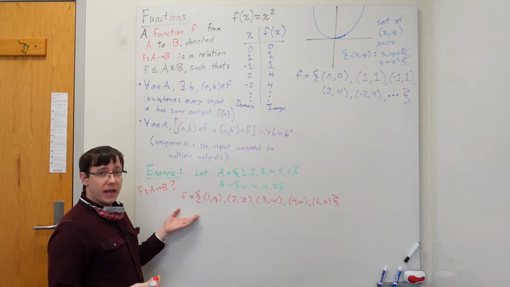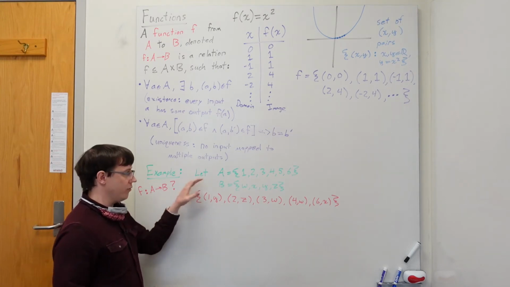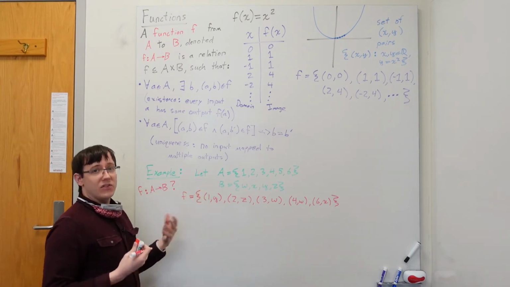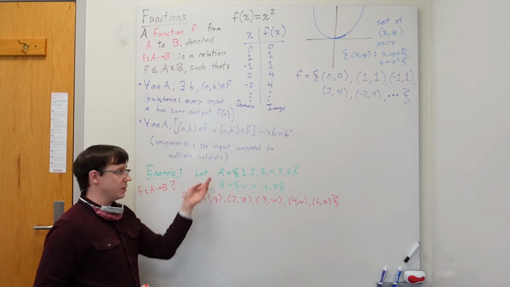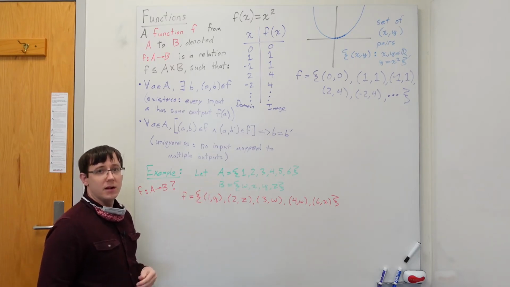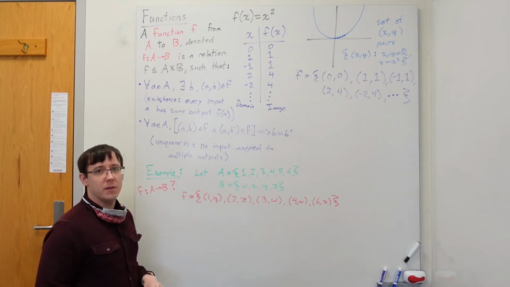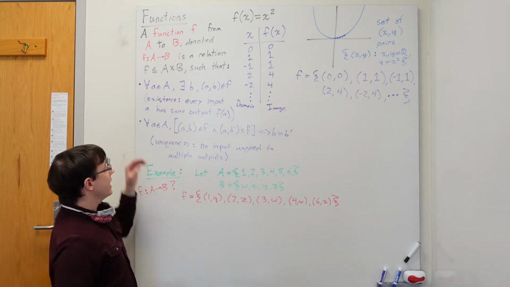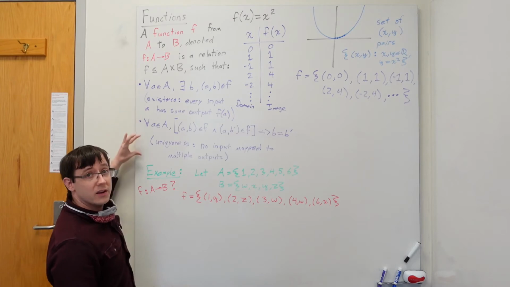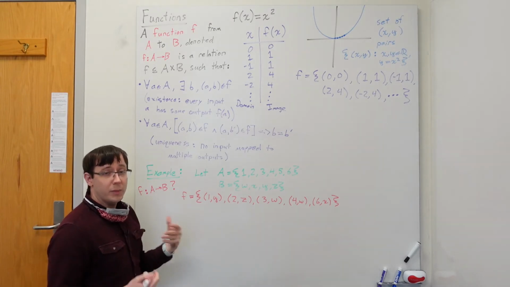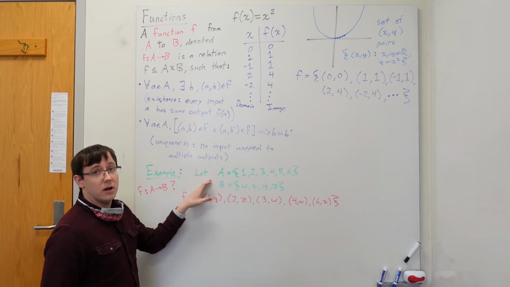So we have defined f here as a relation from A to B, because it is a set of ordered pairs where the first element comes from A and the second comes from B. And so the question is whether f is a function from A to B. To meet the definition of a function, it has to have the existence and uniqueness properties. And to help illustrate those properties, let's draw a picture.